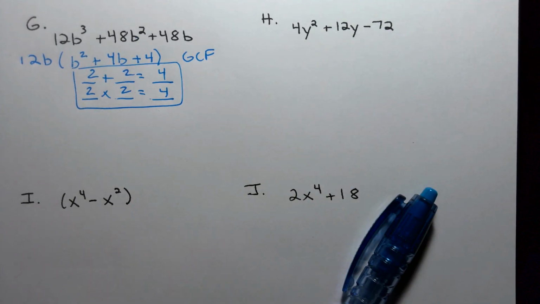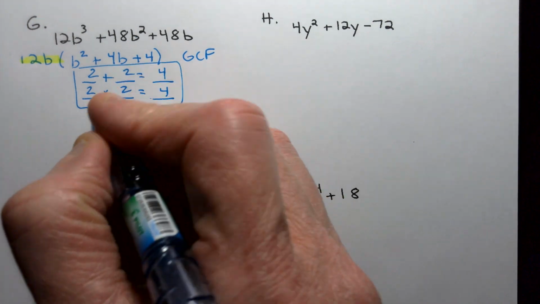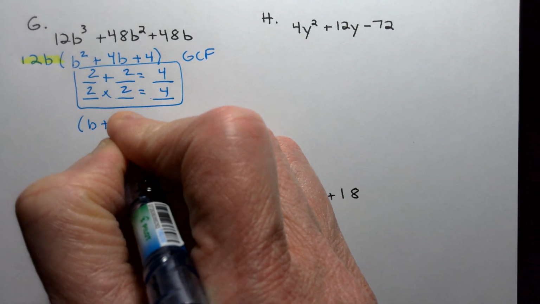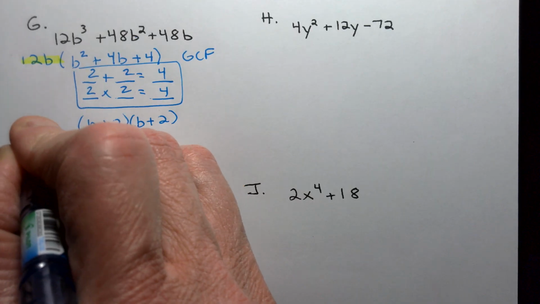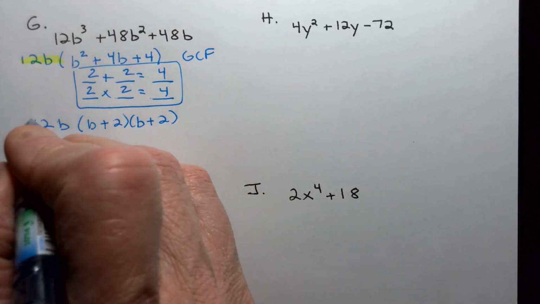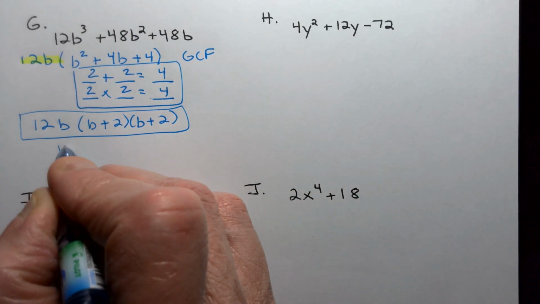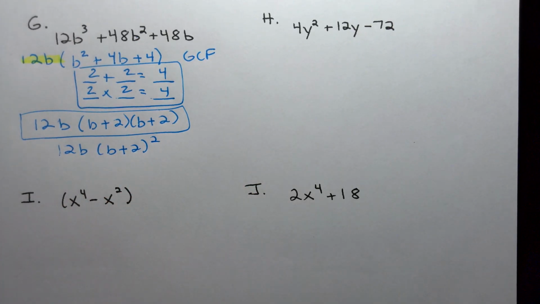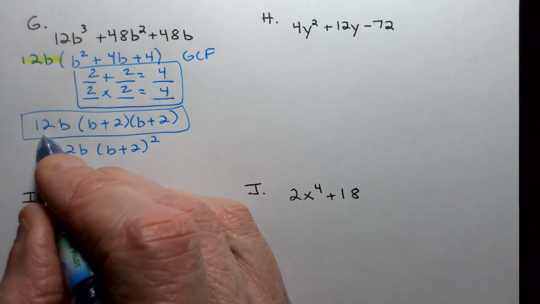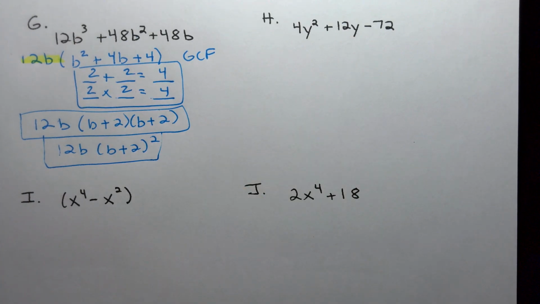Right. I'll highlight that so I don't forget it. Write this, b plus 2 and b plus 2. It was a perfect square trinomial. And 12b goes in the front. You could write this times b plus 2 squared. That would be fine too. Either way is completely fine with me.